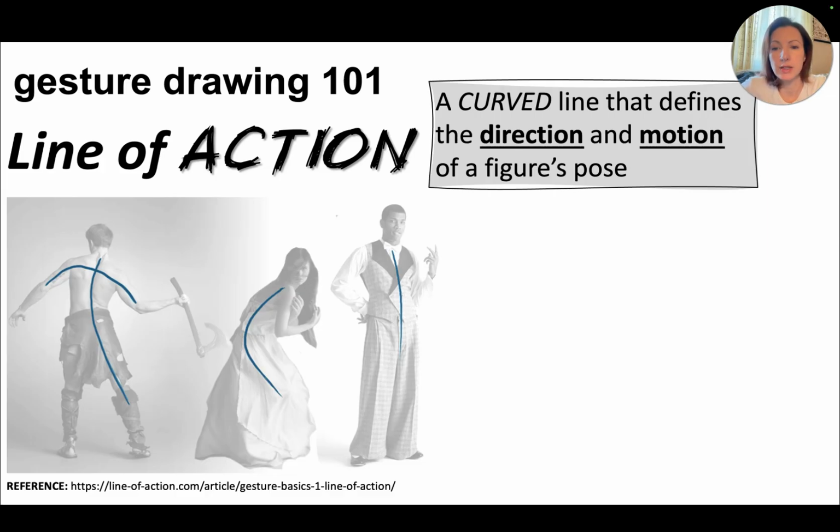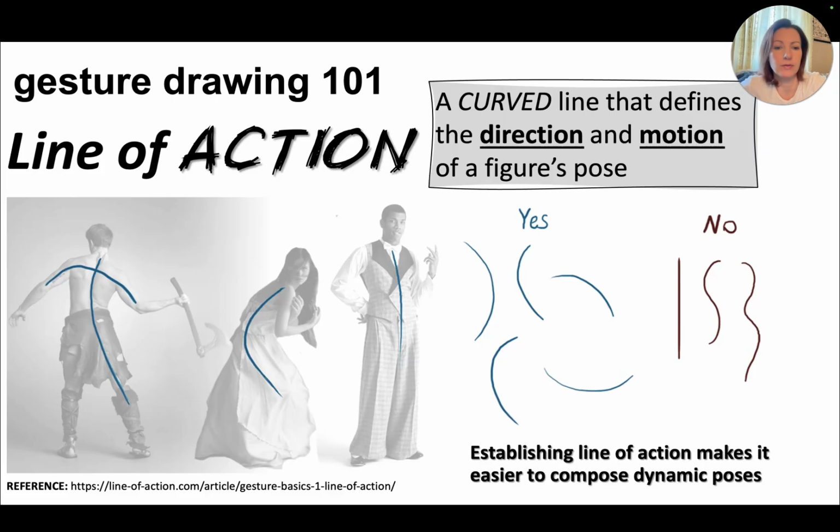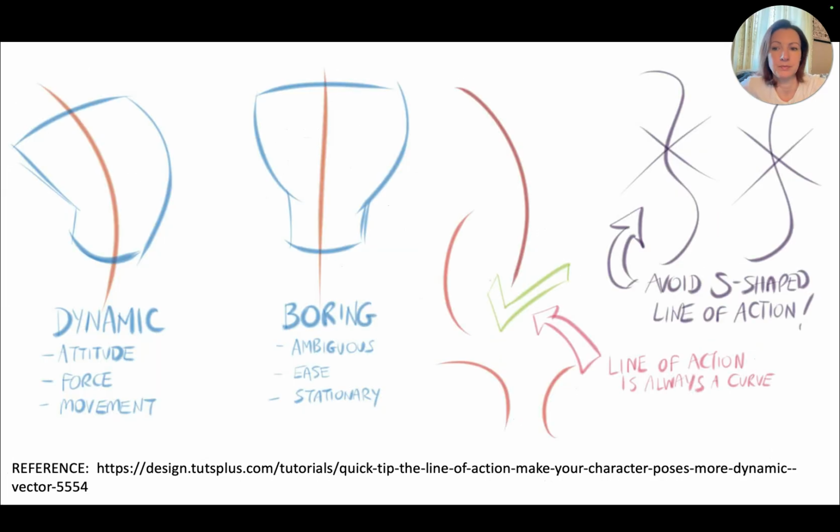So here are some examples of good lines of action, and I have the reference link down below where you can see a whole bunch of other examples like this. It's one line that's kind of like a C shape. It is not an S curve, so it doesn't go back and forth. It's just one quick C shape to summarize the pose. Some are a little more indented or curved than others. Establishing this line of action makes it much easier to compose your dynamic poses.